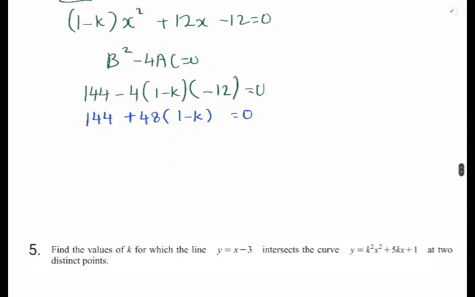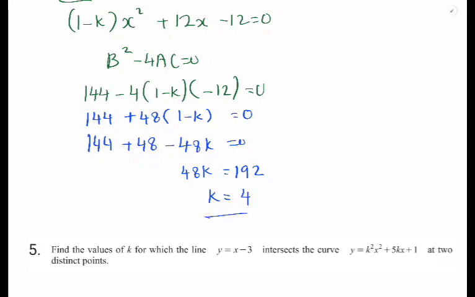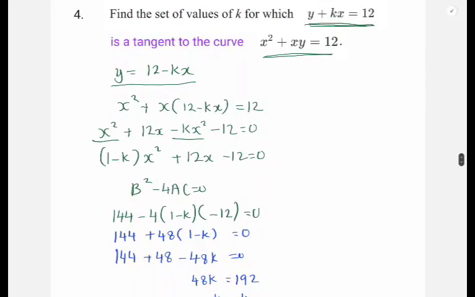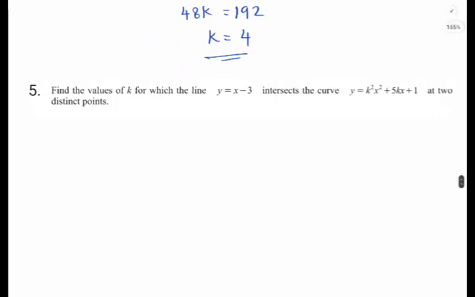So from here, 144 plus 48. So up here I write down first, 144 plus 48 minus 48k equal to 0. So 192. So k is equal to 192 divided by 48, so you have 4. So if k is 4, then in this case, this line will be a tangent to the curve. Okay, the next one, let's see the next one.